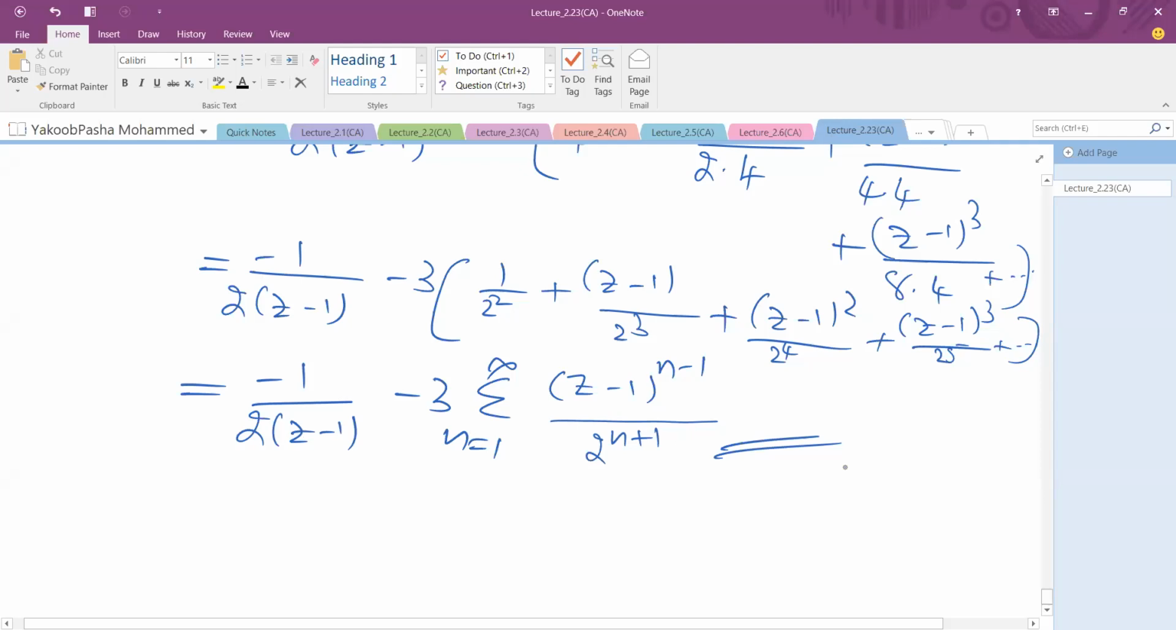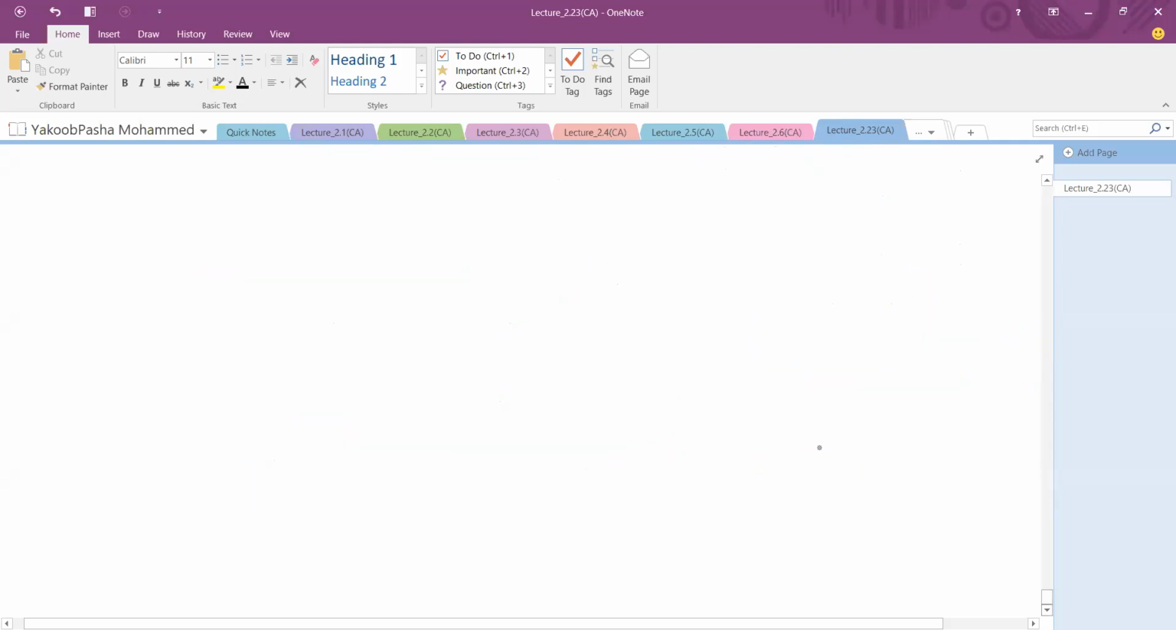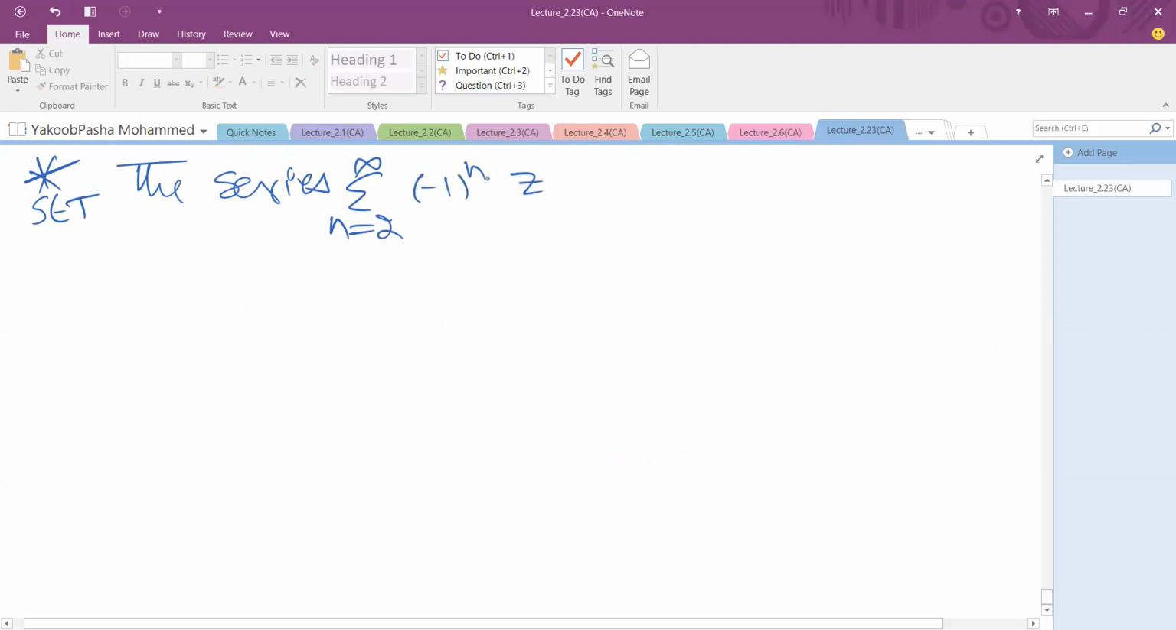Now I am taking another problem from set. The series summation n is equal to 2 to infinity, -1 to the power of n z power 2n by 2n factorial, for mod z less than infinity represents.